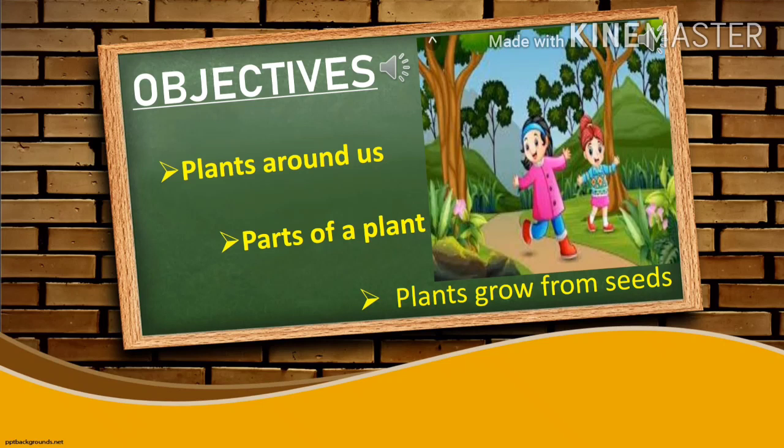Objectives of the lesson. First one, plants around us. Second one, parts of a plant. And third one, plants grow from seeds.